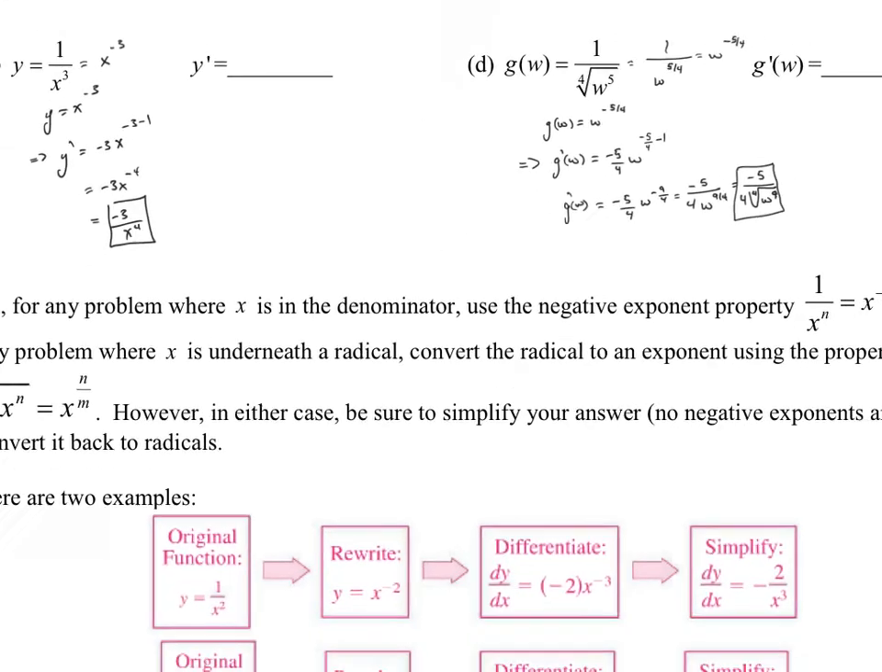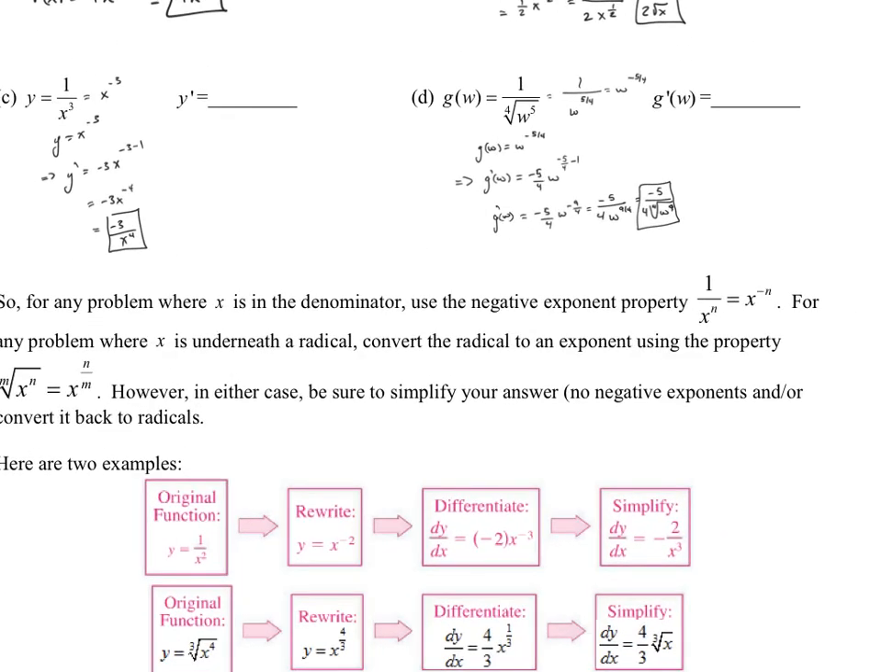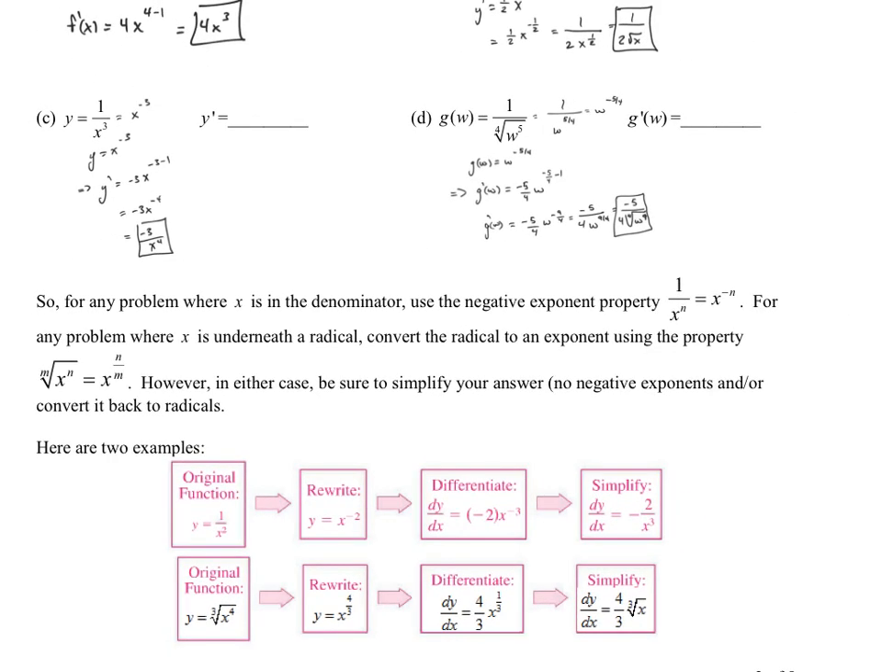Okay, let's keep on going. It says, for any problem where x is in the denominator, use the negative exponent property. In other words, if it's in the denominator, bring it to the numerator and make that power negative. For any problem where x is underneath a radical, convert the radical to exponential form. Remember that the numerator is the exponent and the denominator is the radical. It says, however, in this case, be sure to simplify your answer. There's no negative exponents, and or convert it back to radicals. So here's a couple examples.